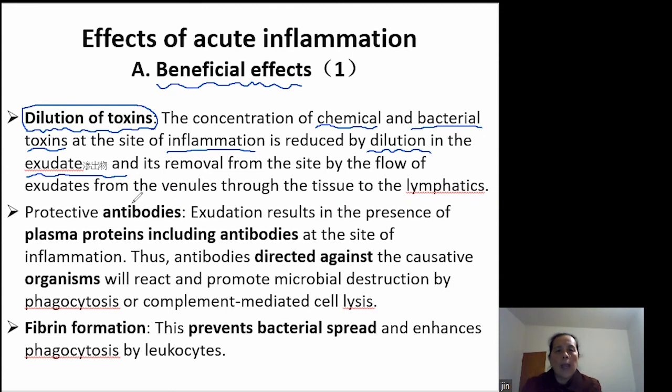And the second benefit, we're talking about some antibodies can go to the local area.